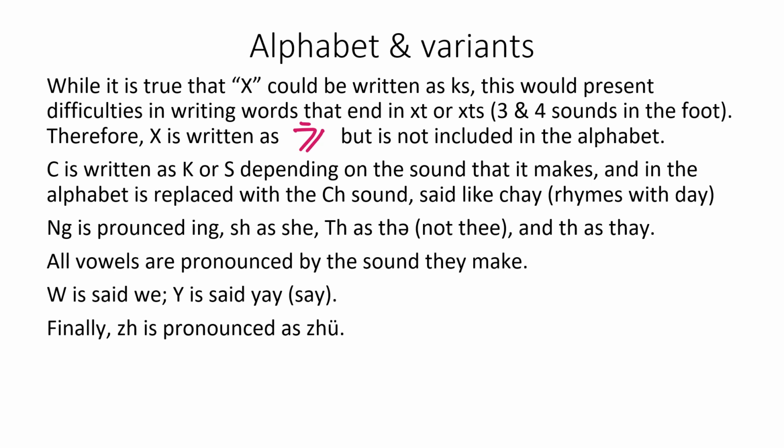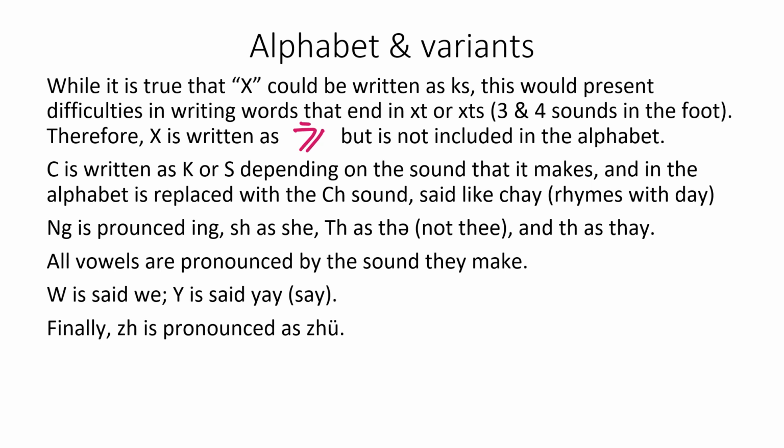And that X, what shall we do with you? It's true, you could write it as KS. But when we get to words ending in XT or XTS, next, texts, we end up with 3 or 4 sounds in the foot, and that becomes obnoxious to write. So like before, the S is reduced to a slash, which is placed adjacent to the diagonal line in K, as depicted on the screen. X is not included in the alphabet.